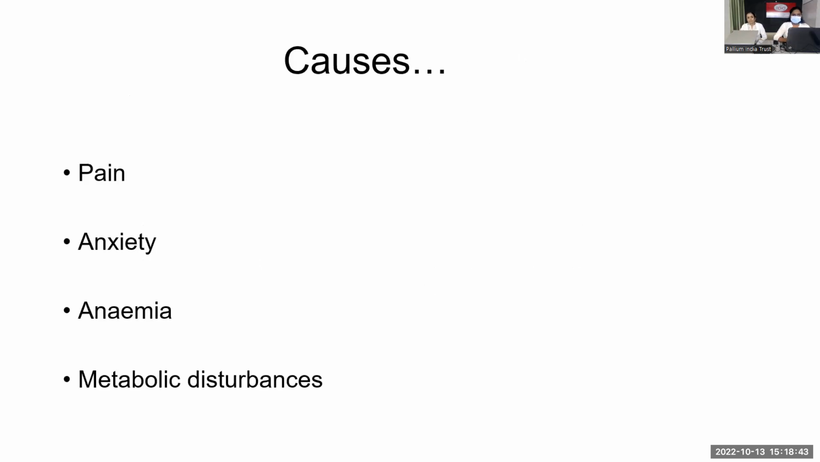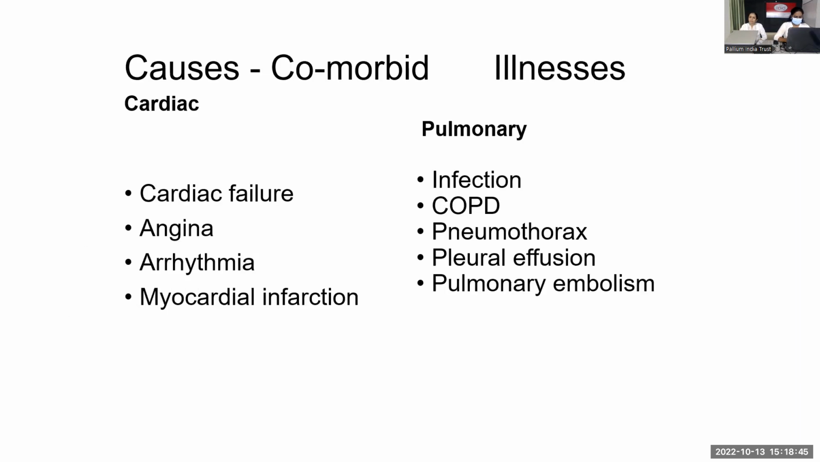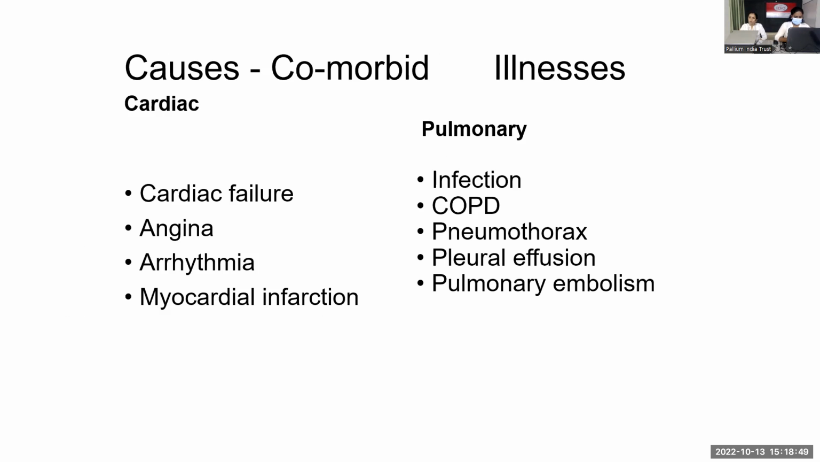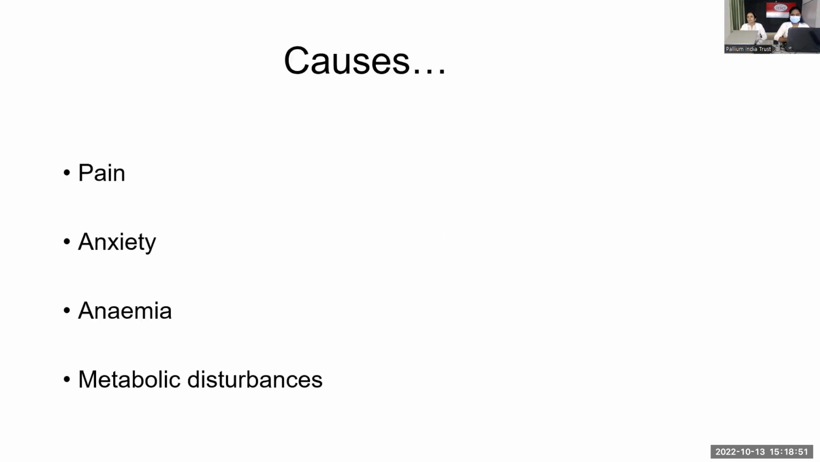So what are the other causes? Now we heard about the primary illnesses, secondary comorbid illnesses. What are the other causes leading to breathlessness? Pain. If they have severe pain, patients will experience breathlessness. It comes as a cluster. Pain and breathlessness and pain. Along with that, there is a third thing, which is anxiety. As I said, when there is pain and breathlessness, people will feel anxious, which will cause more breathlessness.